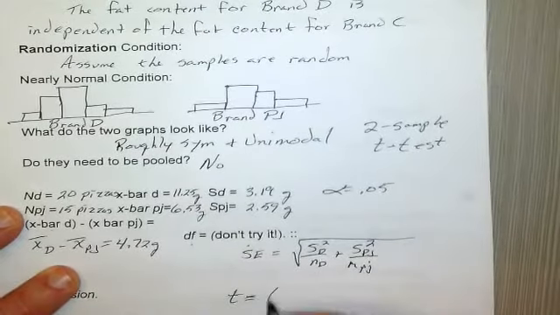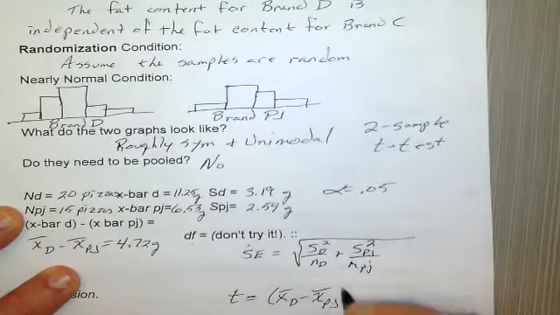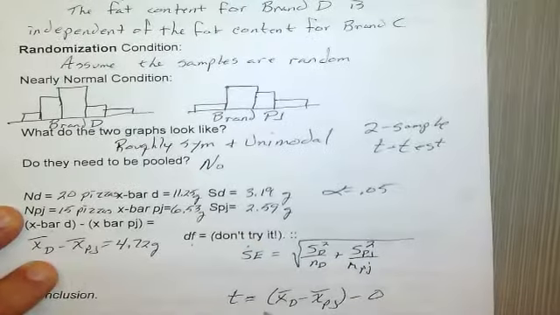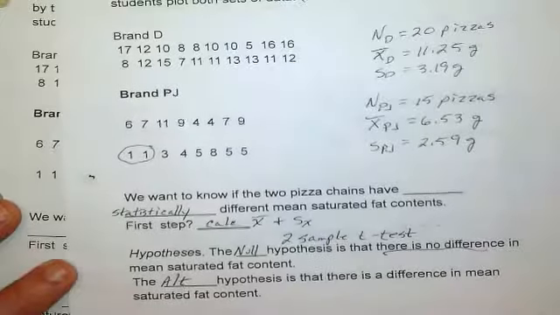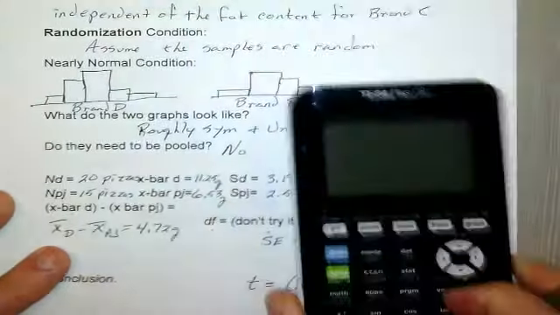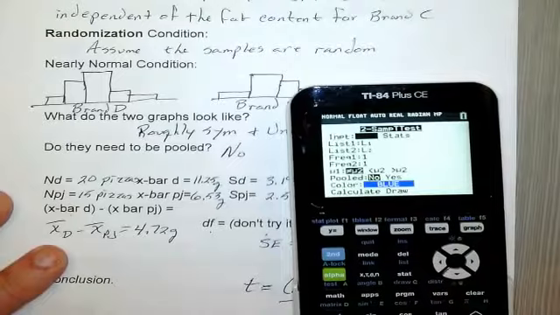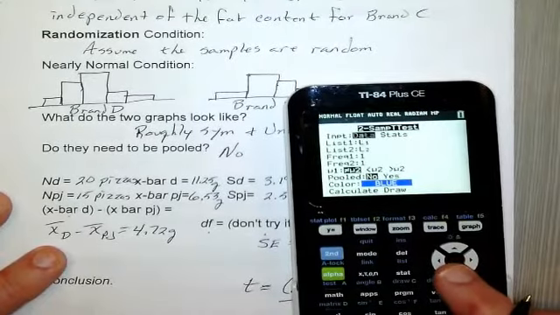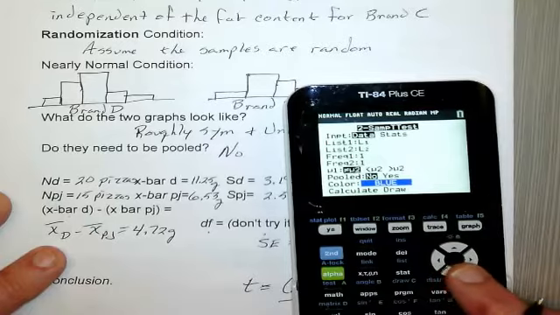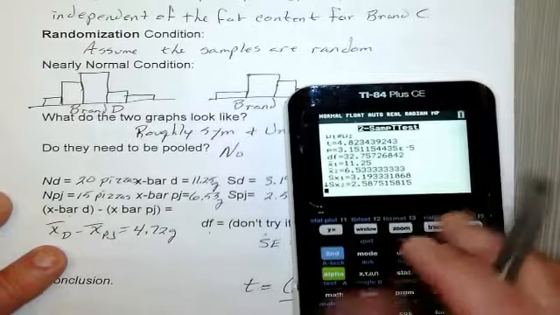Okay, so T equals X bar of D minus X bar of PJ minus 0. The 0 comes from our null hypothesis. We said they were the same, so there's no difference. That's our assumption from the get-go, and that's divided by our standard error. Now let's go to the calculator and find out what that t-value is. Stat, Tests, 2, a 2-sample t-test. It's number 4. So data L1 and L2, and we said they were not equal to. No, we don't pool, and we calculate. So there's our t-value, 4.82 and some change.